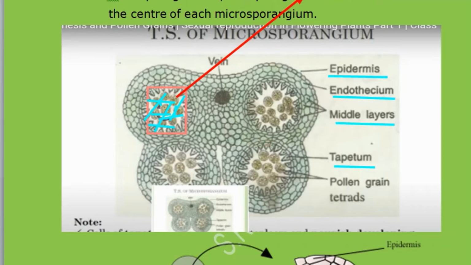Why is tapetum important? Why did I tell you that it is important? Because of two functions of this tapetum. Number one function, it provides nourishment to the young pollen grain.